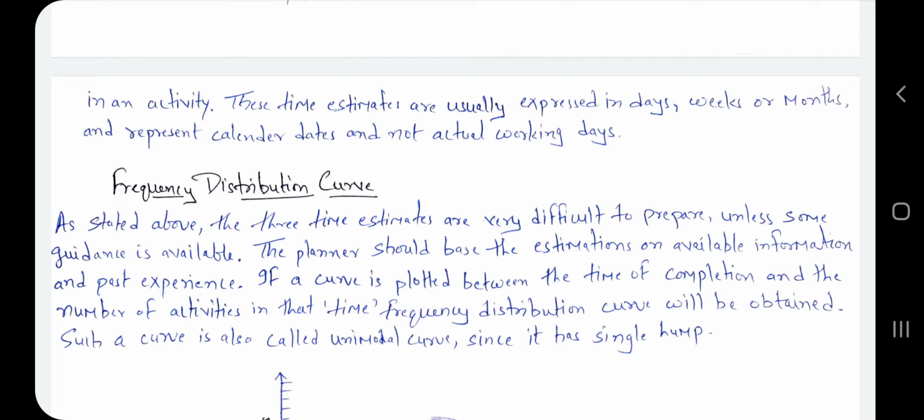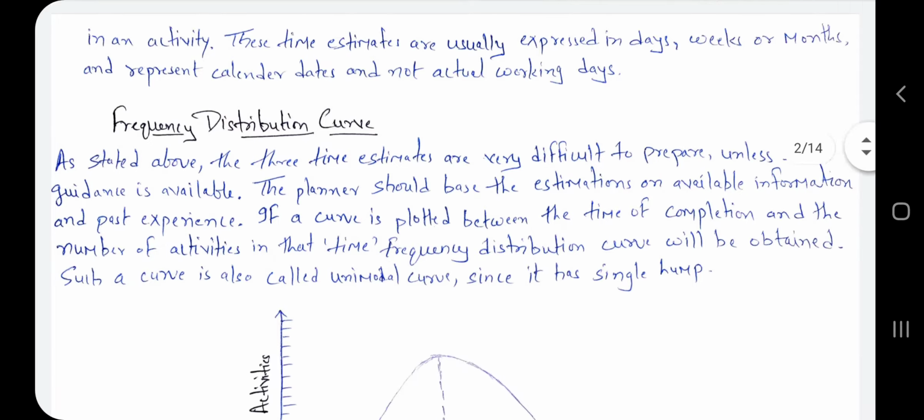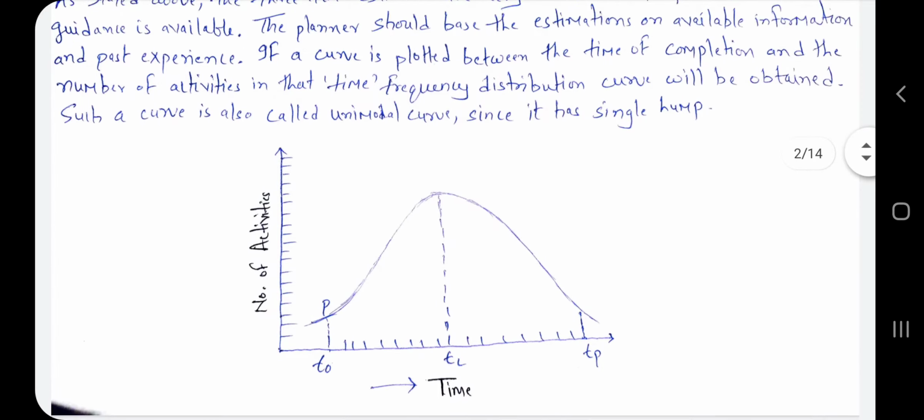So what we have to do, the planner should base the estimation on available information and past experience. He makes a curve between the number of activities and time. Such a curve we call the unimodal curve because it has a single hump. So this is a curve.